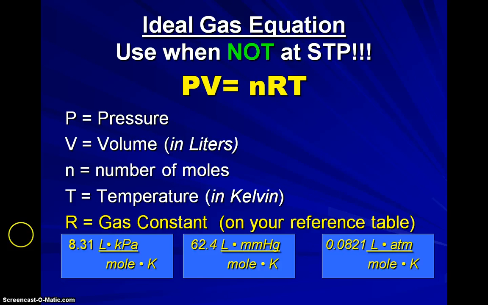If you look at the unit for the gas constant, it's kind of a big messy unit, but you notice that it has liters, moles, and Kelvin, but then it also has a pressure unit. This would be the gas constant we use if we had kilopascals, so it would be 8.31. If we were given the pressure in millimeters of mercury, we would use 62.4. And if we were given the pressure in atmospheres, we would use 0.0821. So we allow our pressure unit to determine which gas constant we use.